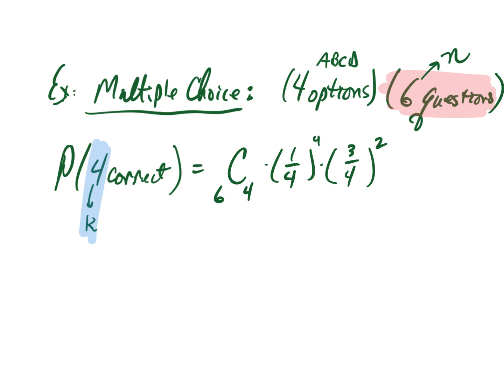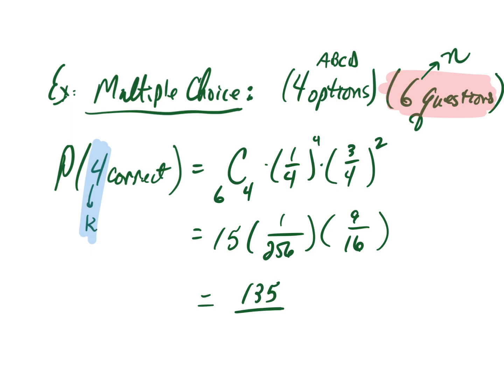Okay? And so now we could just punch out the 3 pieces. 6C4, which is 15. We could punch out 1/4 to the 4th power and 3/4 to the 2nd power. 3/4 to the 2nd, no sweat, I got that. But 1/4 to the 4th, I think, is 1/256. Let me double check that though, so I don't screw that up. Yeah, so 1/256.